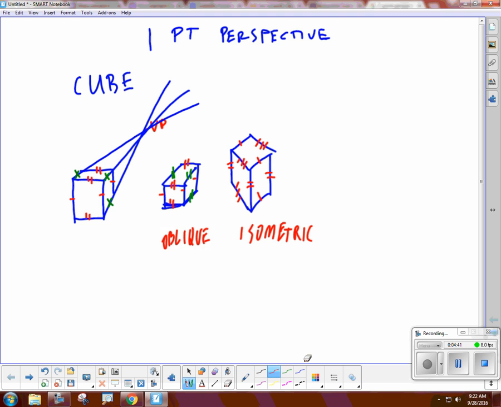In a one-point or any perspective drawing, you're going to have a few lines that are not parallel, the ones I did with X's. So that's a cube. Let's do a letter T in a one-point perspective.